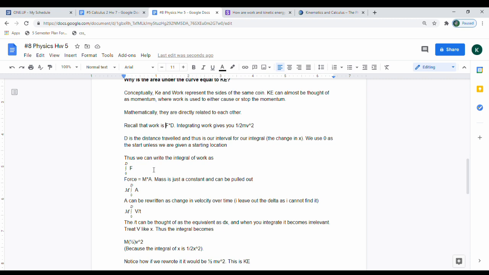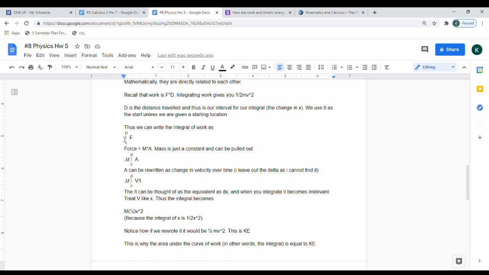How? Well, we can set up the integral like this. An integral from 0 to distance of f dx. Why? Well, distance is just distance traveled, and on your boundaries, you always use the distance in that. And we don't have a given starting point, so we just put 0. So that's how we get here. But then remember that force can be written as mass times acceleration. Mass is just a constant, so if you remember from calculus, any constant can just be pulled out when you integrate. So then your mass out here.